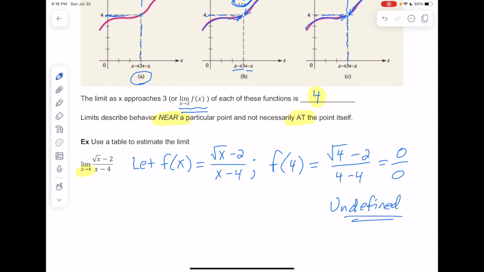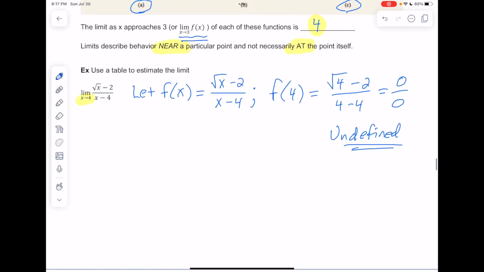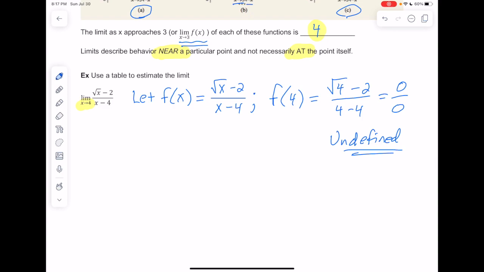So the value of the function is undefined, which makes it look like we're in this kind of case C up here, where there's possibly a hole in the function. But just because the function is undefined there doesn't mean that there's not some height the function is approaching as we get close. So we're going to play around with that idea by making a table and seeing what value it looks like we're getting close to.